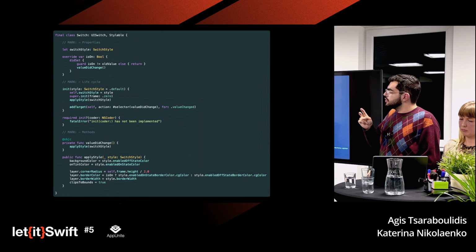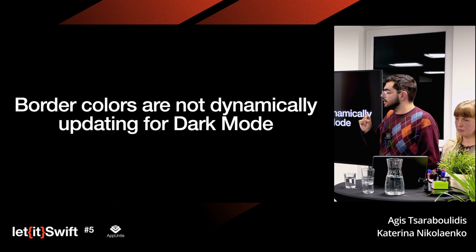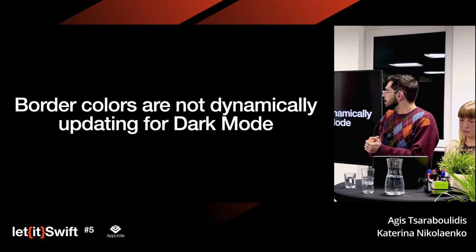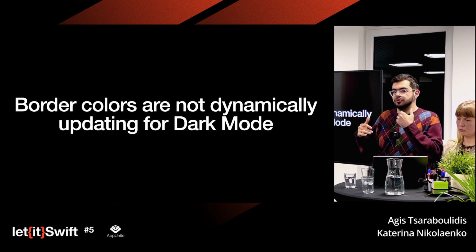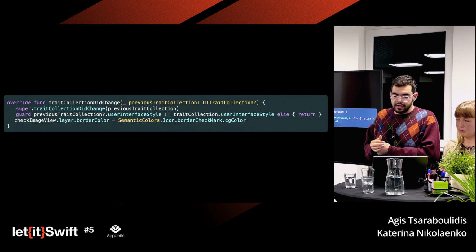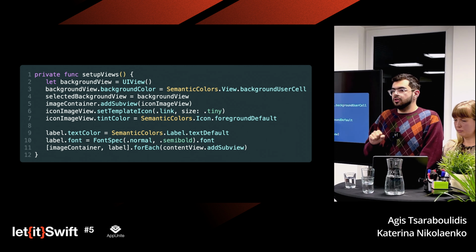Now I want to take a moment and mention two small things that we found that may help you on your journey of making your app more accessible and working with color. So one thing is that border colors are not dynamically updating for dark mode. So if you want to do something like that, you have to use trait collection did change and update the color there. And the second thing is that applying a tint color for images and icons is also something that many people are not aware of.